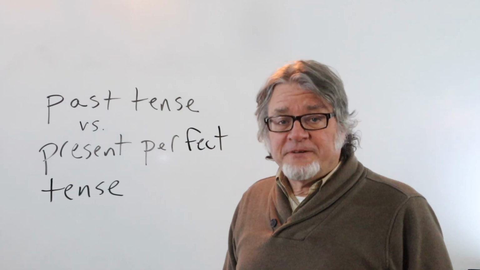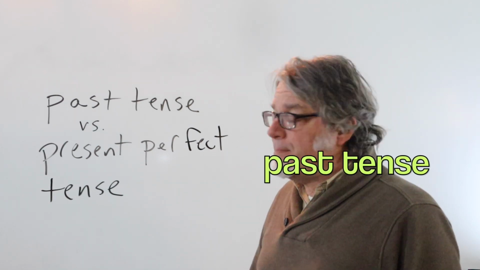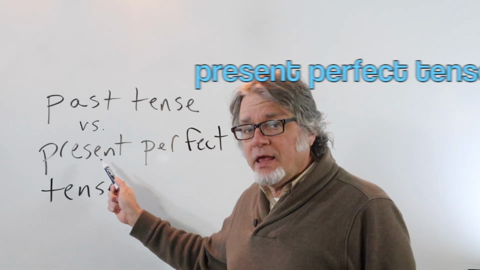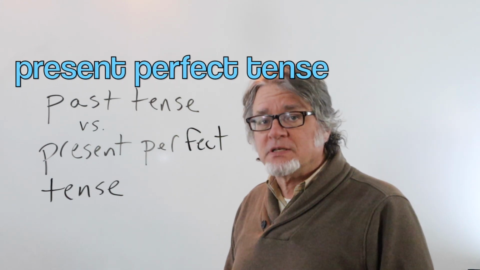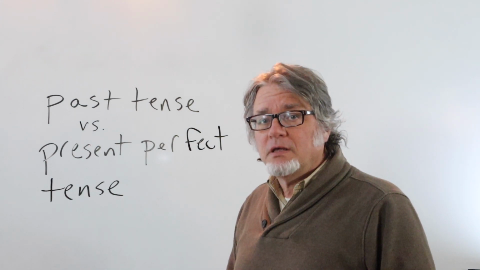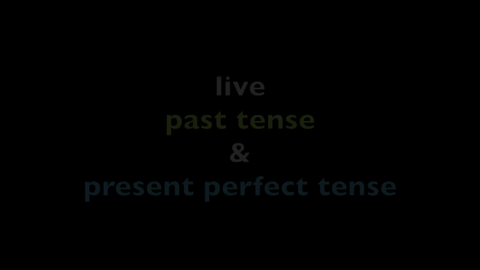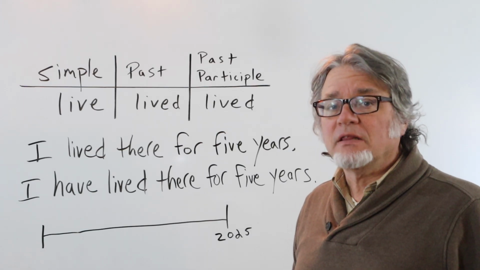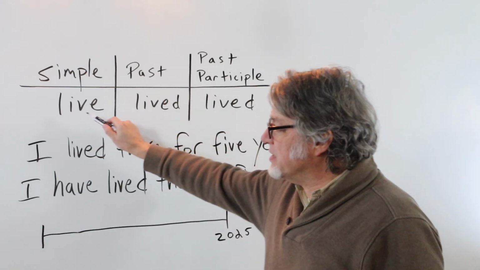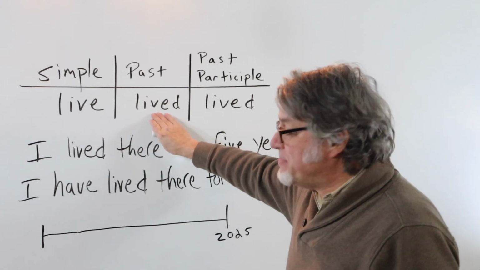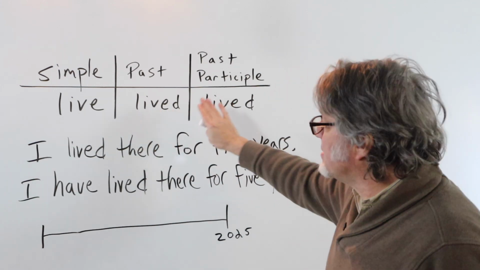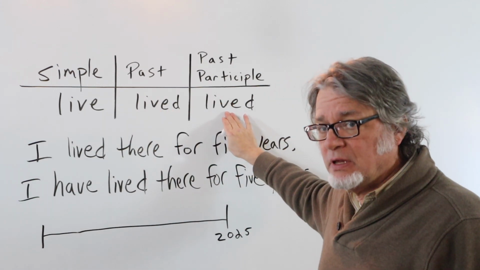What are the differences between the past tense and the present perfect tense? Let's use the verb live. Here it is in the simple form. This is the past tense, and this is the past participle.